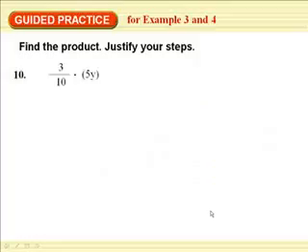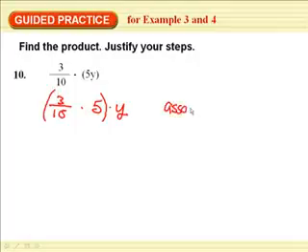All right, find the product, justify your steps. I would think of this as 3/10 times 5 times y. So instead of multiplying the 5 and the y first, I'm going to use the associative property to move those. I'm going to put 5 over 1, and that cancels. So I'm going to have 3/2 times y. And you can leave it like that, 1.5y, or 3/2 y. Okay.